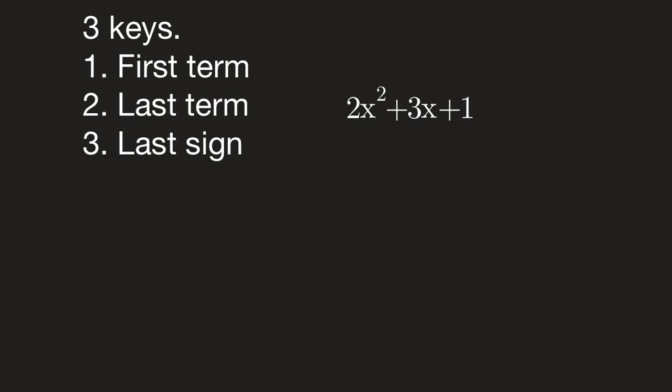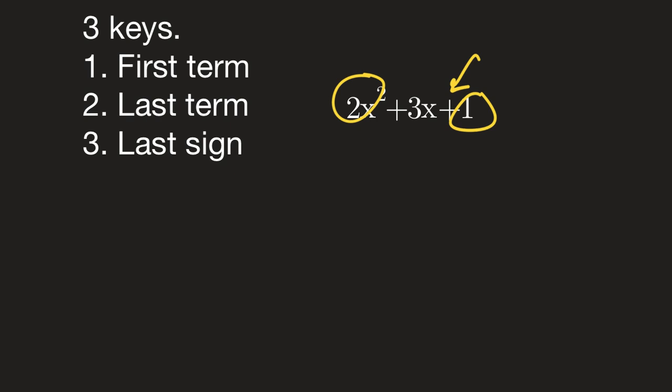Now, when I do factoring trinomials, these are my 3 keys. You will hear me say this quite a bit. The 3 keys for me are the first term, the last term, and the last sign. And you'll see me do this quite a bit. I tend to circle those things. The first term, the last term, and the last sign. Those are my 3 keys. That's what we need to look at. Those tell us quite a bit.